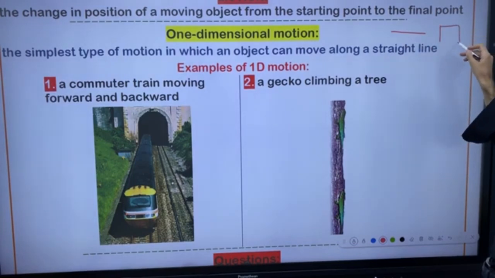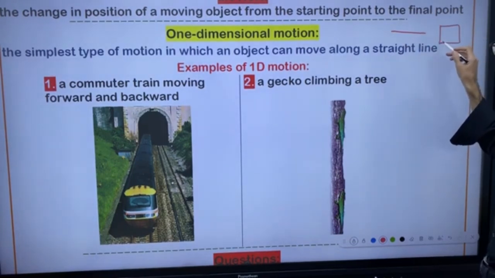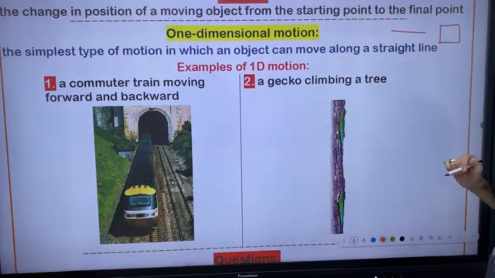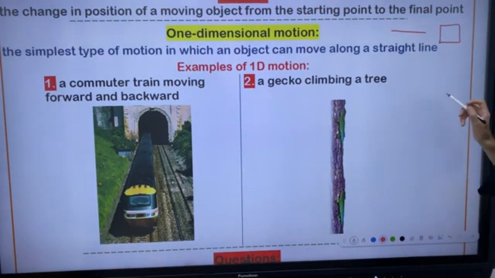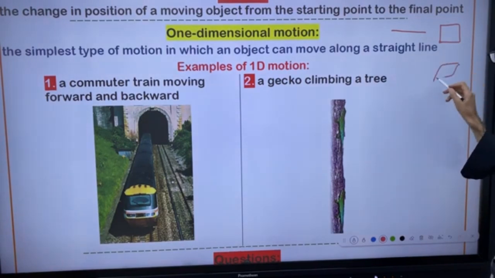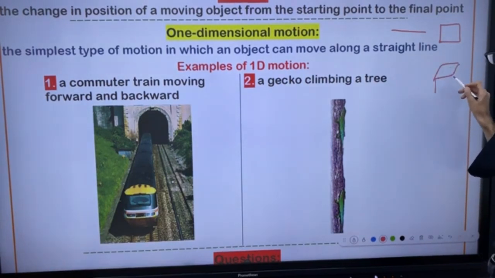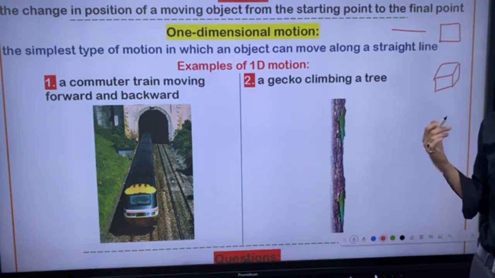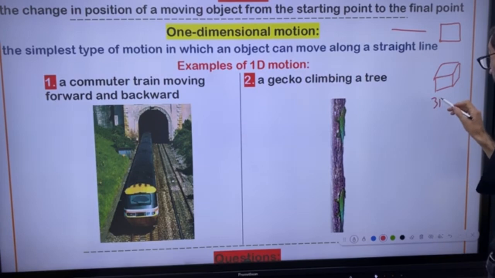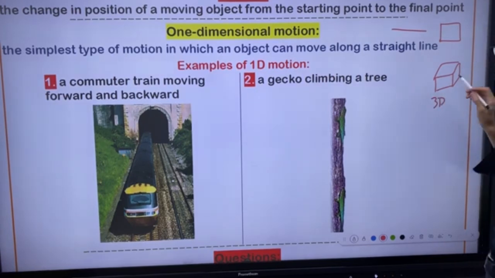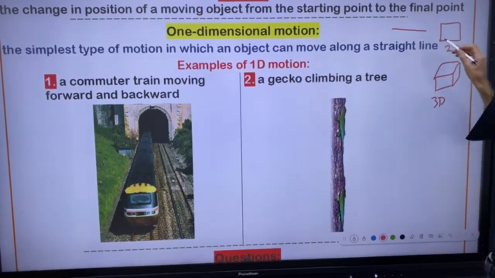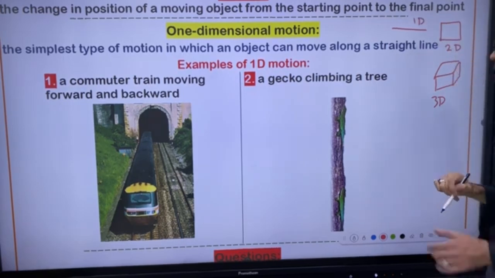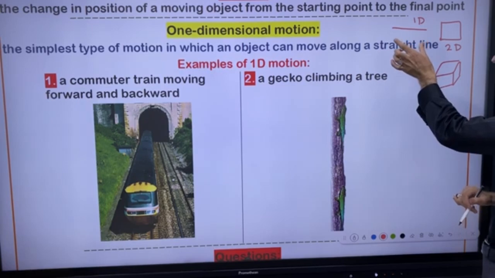This square, or this shape, is, let's say, a two-dimensional object. And this cube, right? This cube is a three-dimensional object, or 3D. This one is 2D, and this one is a one-dimensional object. So a straight line means one dimension.